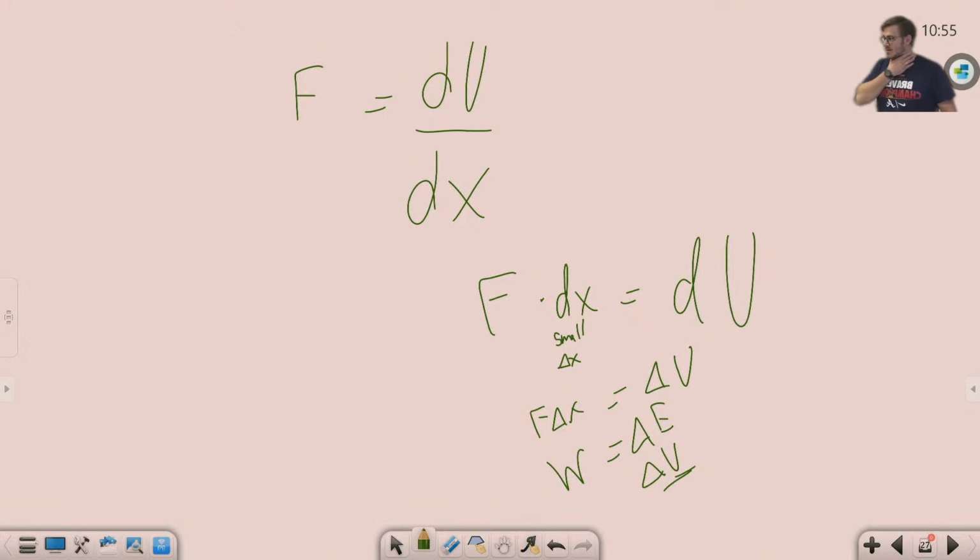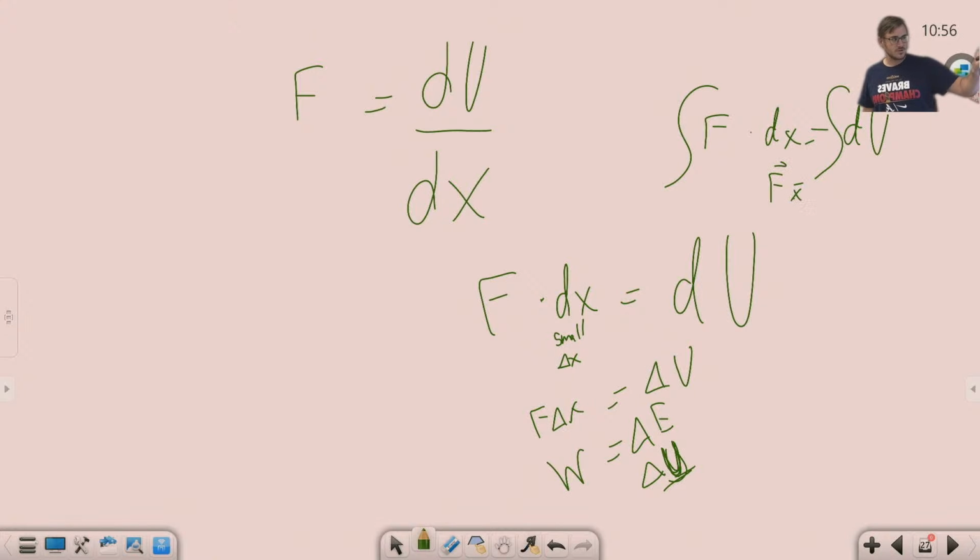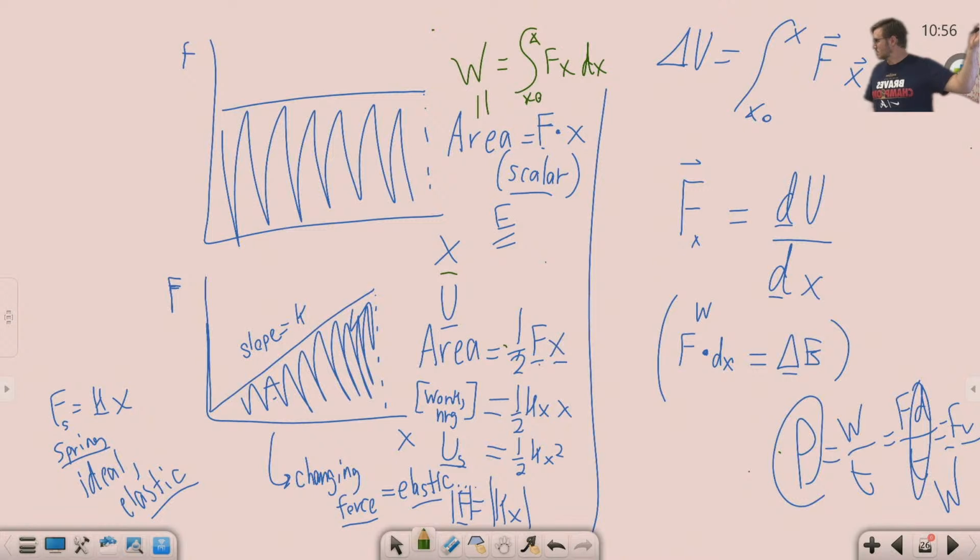Delta U equals delta E, so equals delta V. That's delta U. All right. Anyway, notice here just the algebra. If I rearrange this and integrate both sides of F dx equals dU, this would leave the integral of F(x) dx equals U, which is to say, these are reverses of each other.